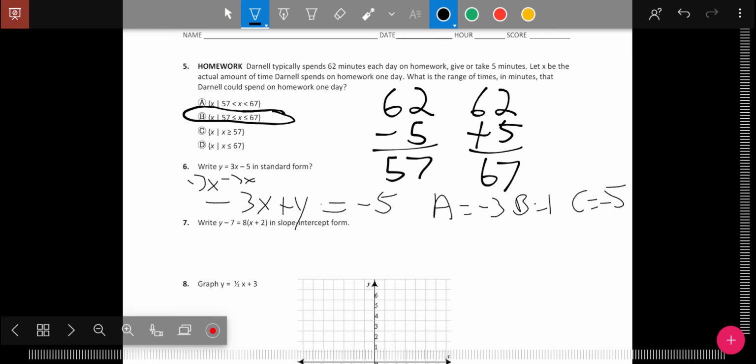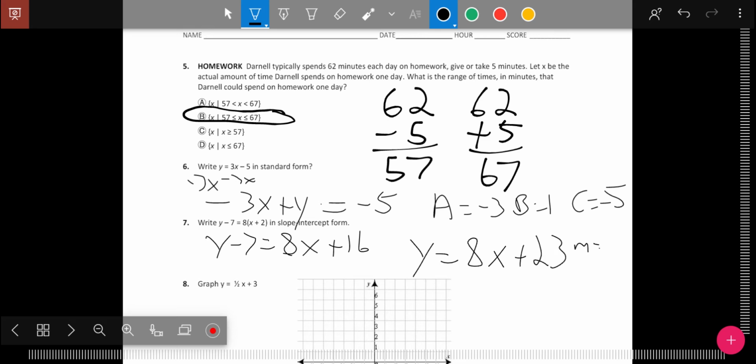For this one, write y minus 7 equals 8 times the quantity x plus 2 in slope-intercept form. I need to solve for y. So the first thing I'm going to do is distribute. 8 times x is 8x. 8 times 2 is 16. I then add the 7 over. And so I get y equals 8x plus 23. And so my m is 8, or 8 over 1, and my B is 23.